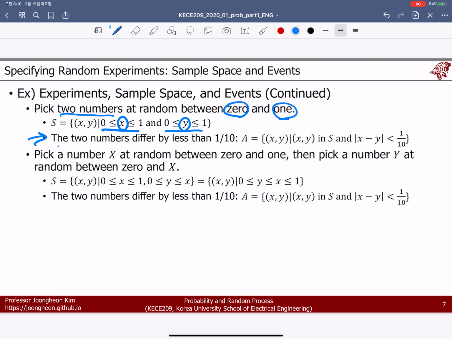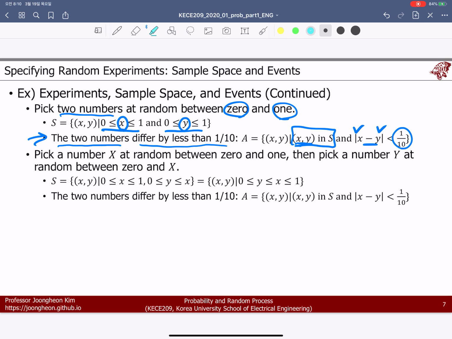Our interest is that the two numbers differ by less than 1/10. It means that the difference between x and y should be less than 1 over 10. That's why we have to write this down at first. Our given data should be in our sample space, and then their difference should be less than 1 over 10. So x can be bigger than y, or y can be bigger than x. We don't know which is bigger than the other, so we have to take the absolute value just like that.